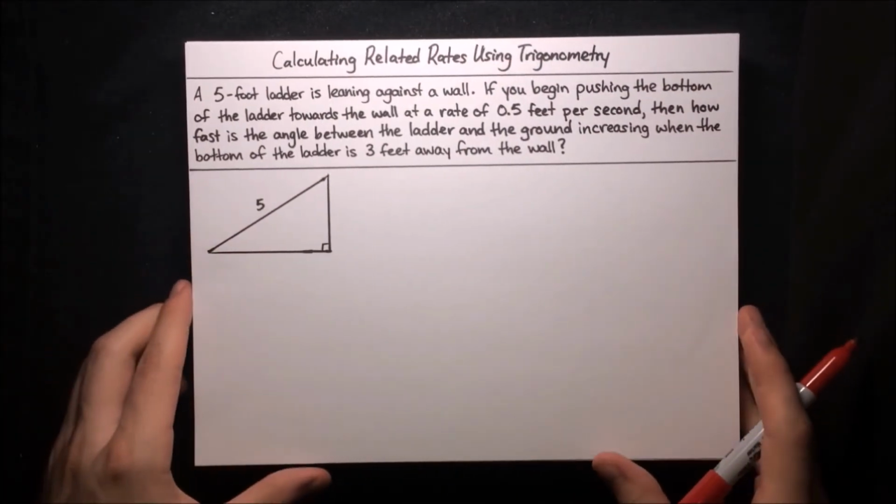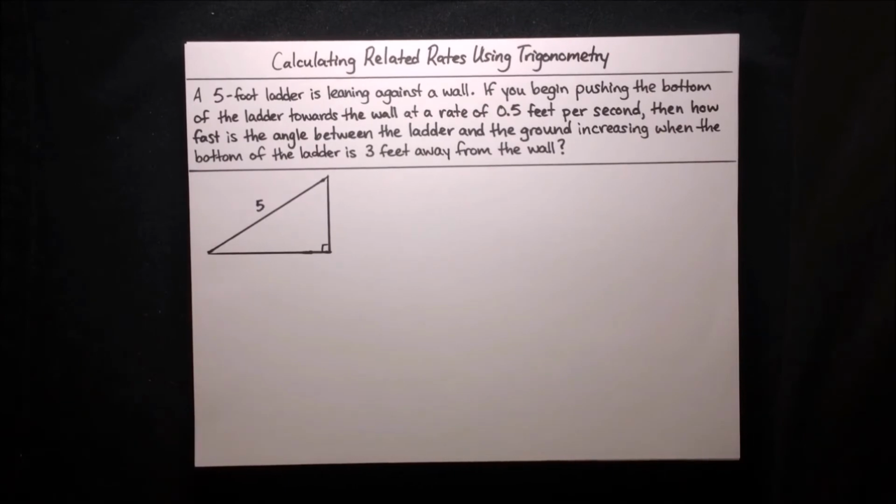Next up, we have a ladder problem. Here, a 5-foot ladder is leaning against a wall. If you begin pushing the bottom of the ladder towards the wall at the rate of 0.5 feet per second, then how fast is the angle between the ladder and the ground increasing when the bottom of the ladder is 3 feet away from the wall?